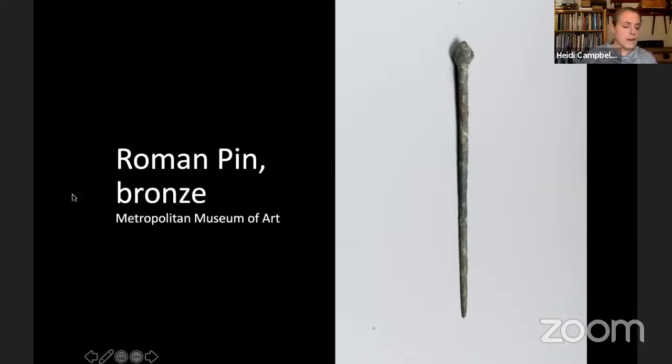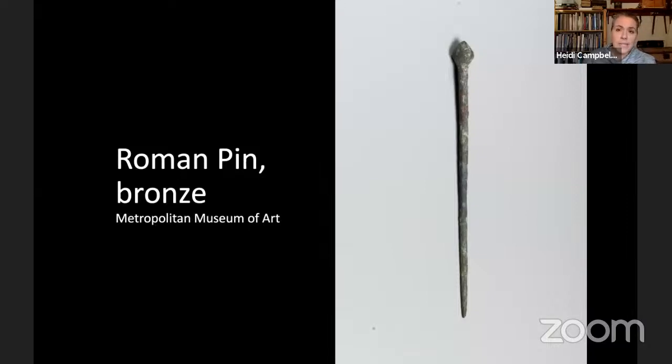The variety of pins available in the ancient world was vast. They could be plain like this one, or have decorative heads shaped like animals or people or other objects, or have precious stones attached to the head. They came in various sizes depending on their intended use.